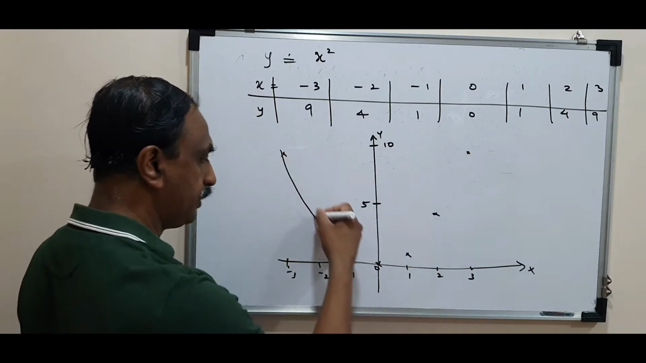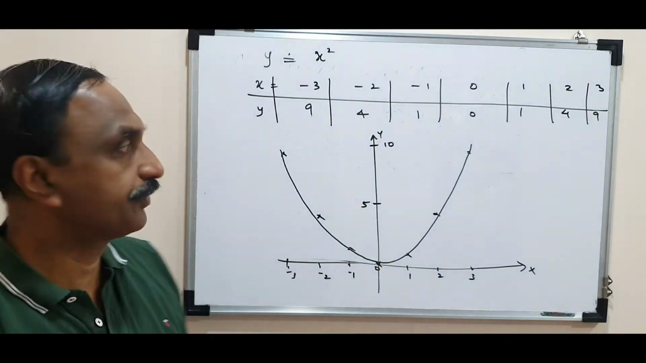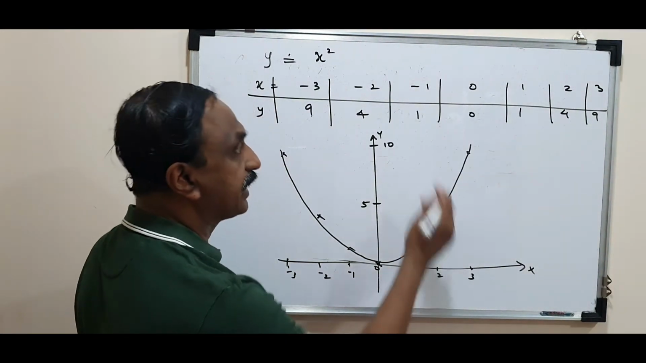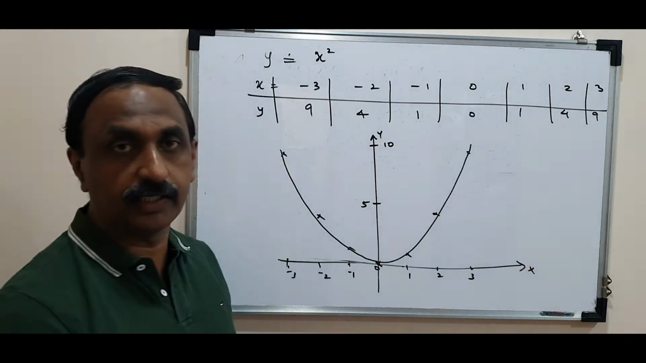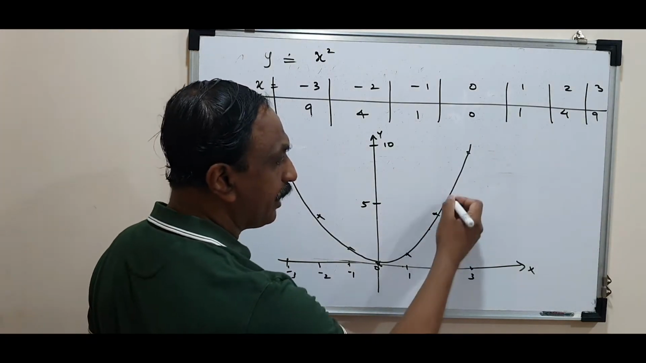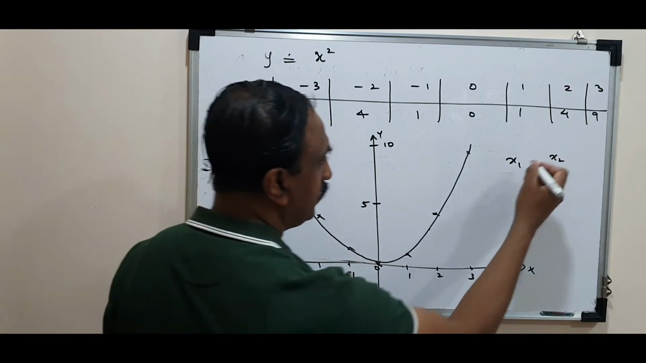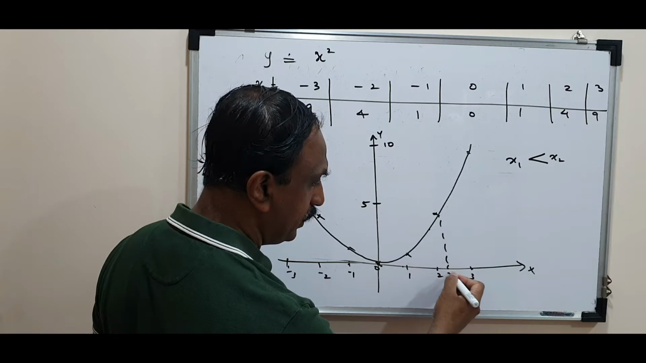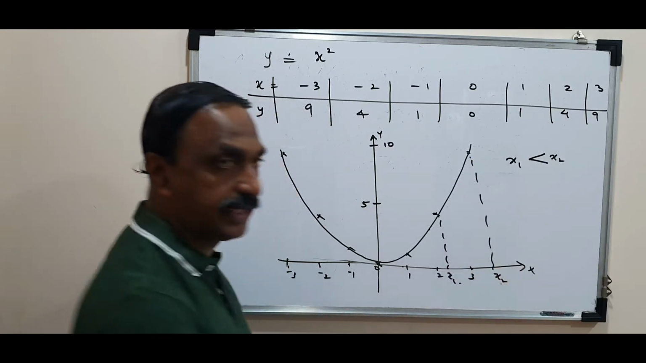So if you plot it, we get a curve like this, and we call this curve a parabola. Now what you notice is, as the x values are increasing, the y coordinate is also increasing. Which means, whenever I take two neighboring points, let's say x1 and x2, imagine x2 is greater than x1.